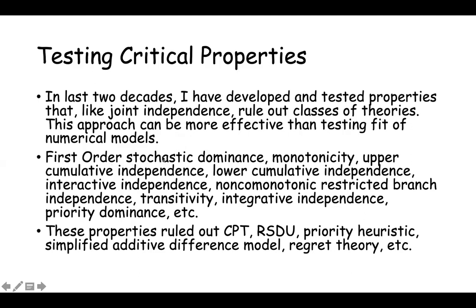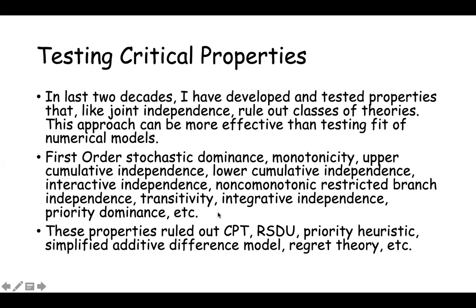And so some of these properties: first order stochastic dominance, monotonicity with respect to the value, upper and lower cumulative independence, those are two that I invented. Interactive independence, that's another one. Non-comonotonic restricted branch independence, that could be attributed to Peter Walker. Transitivity, integrative independence, and priority dominance.